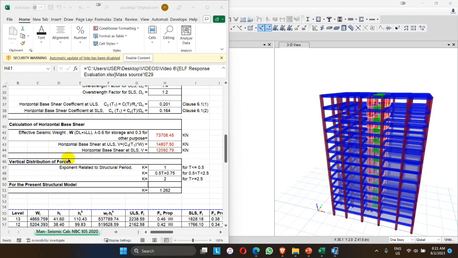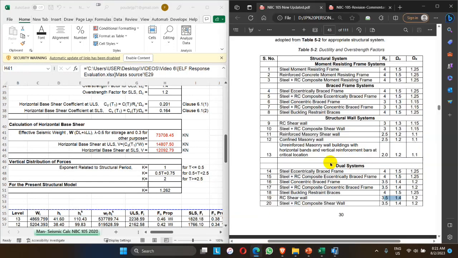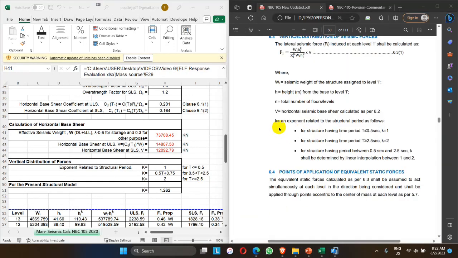But before that, we need to calculate the exponent related factor k to time period. So as prescribed in the code, the value of k is an exponent related to structural period, which is as follows.